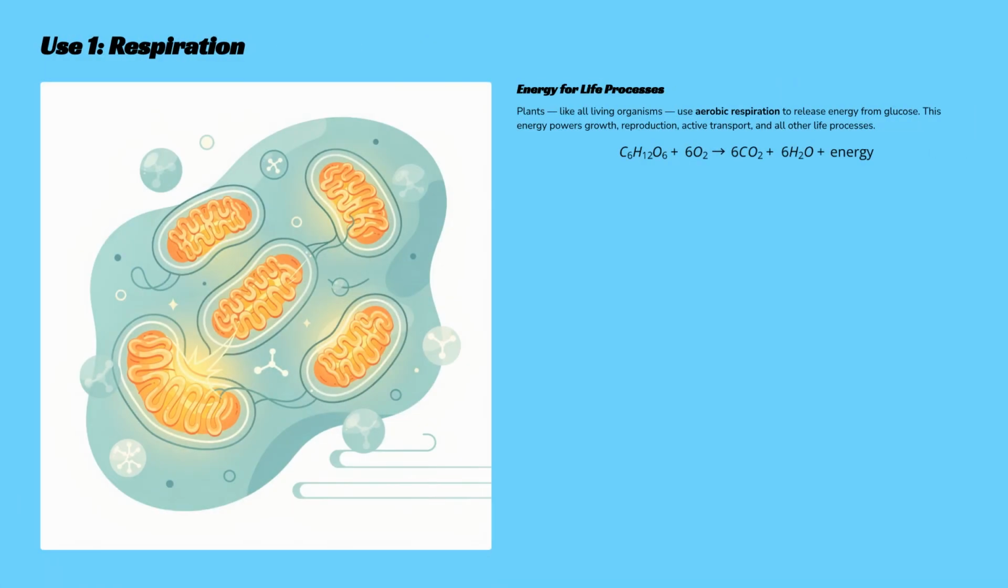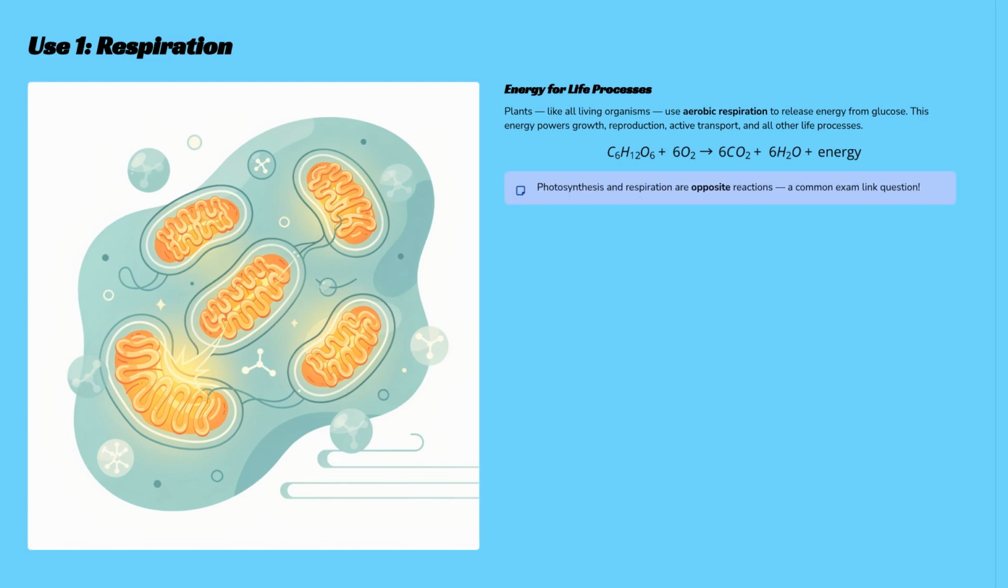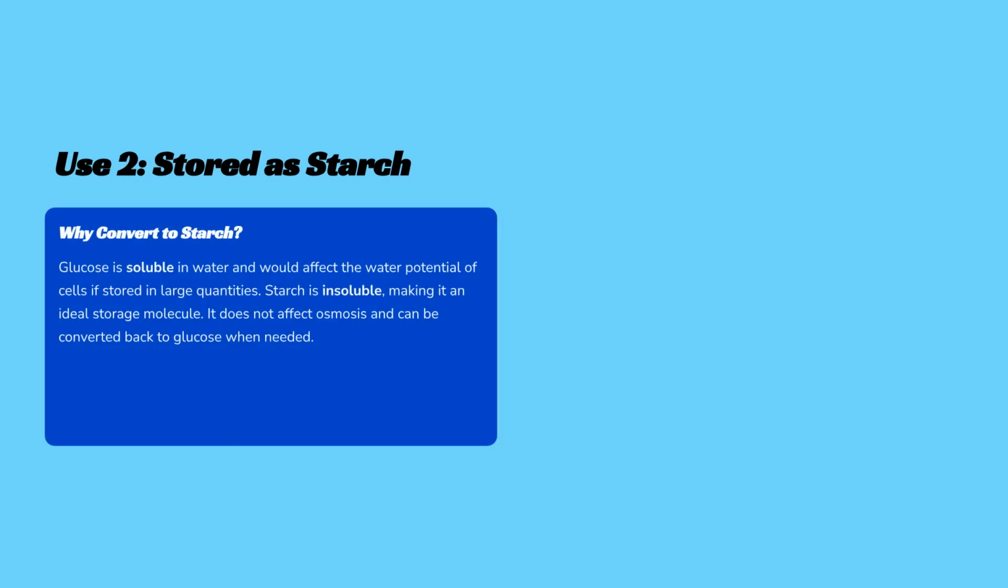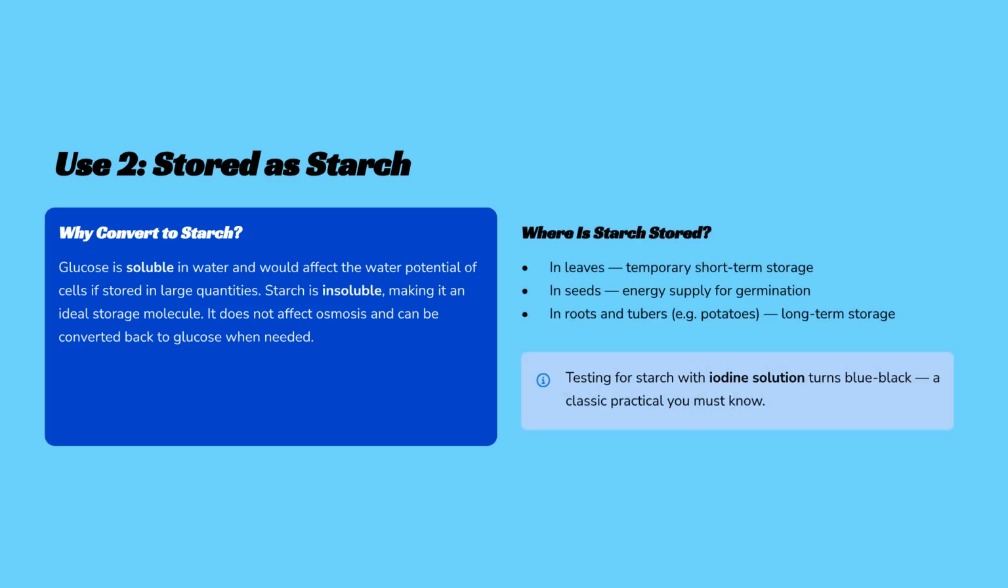Use 1 is respiration. Plants use aerobic respiration to release energy from glucose, which powers growth, reproduction, and all other life processes. Photosynthesis and respiration are opposite reactions. Use 2, stored as starch. Glucose is soluble, so plants convert it to insoluble starch for storage. Starch is stored in leaves, seeds for germination, and roots or tubers for long-term storage.